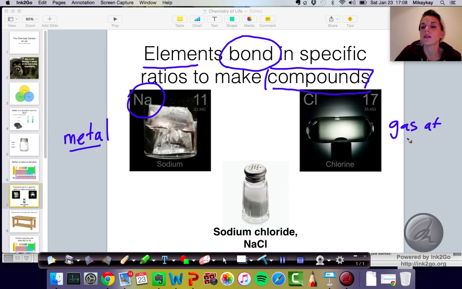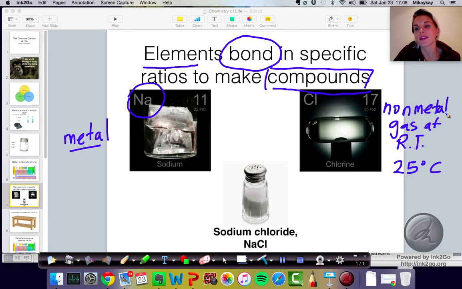Gas at RT means room temperature, which means a temperature that rooms often have, which is usually 25 degrees Celsius. So it's a gas, and it's actually a pretty disgusting gas that you wouldn't want to spend much time or any time at all breathing. And it is a nonmetal, which you probably should remember, given that it's in group 7.